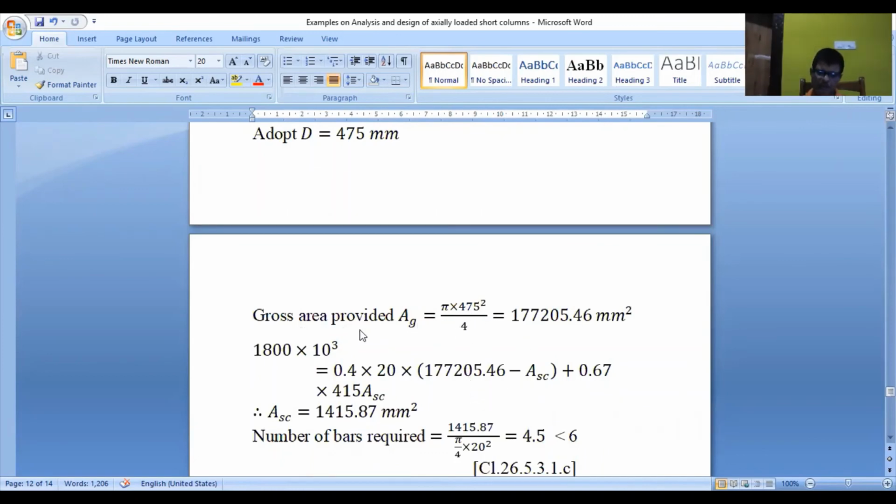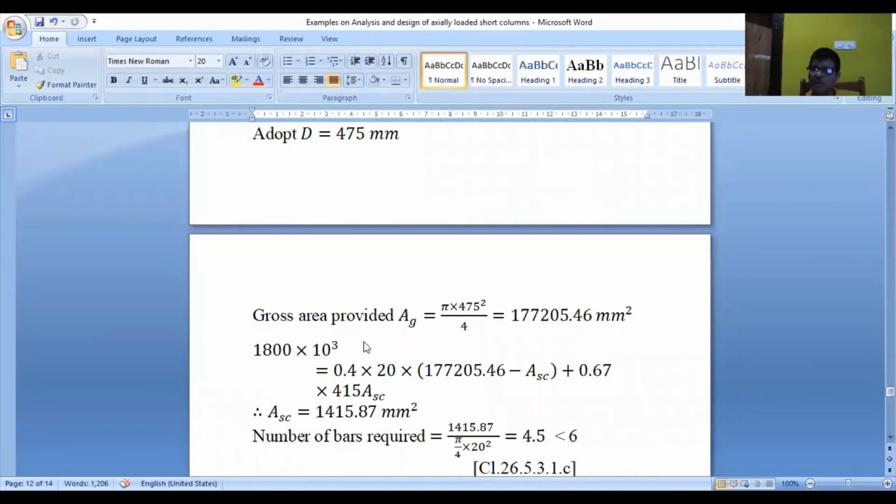Now go back, because after fixing the dimension, here we are not checking the minimum eccentricity and we are not checking whether it is a short column or long column, because both criteria are given in the question itself. It says design a short column, and it is also given that the minimum eccentricity is less than 0.05 d in the question.